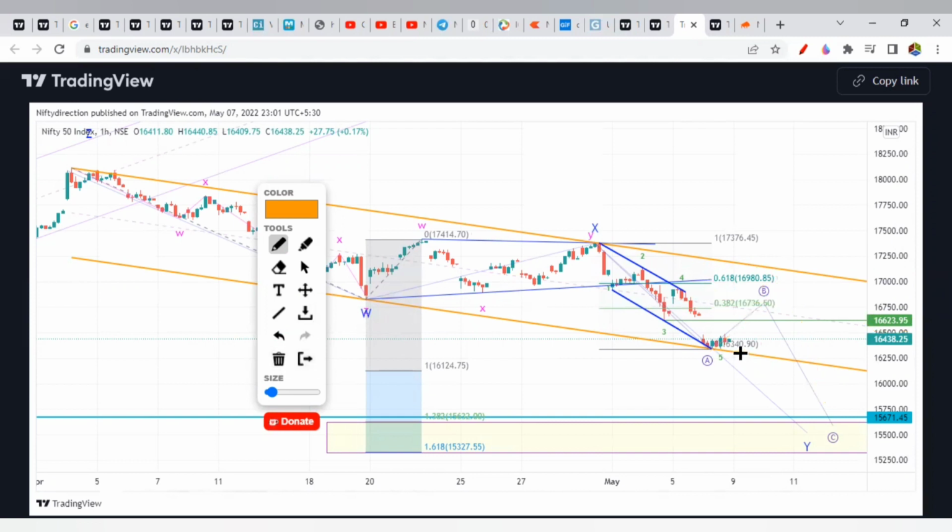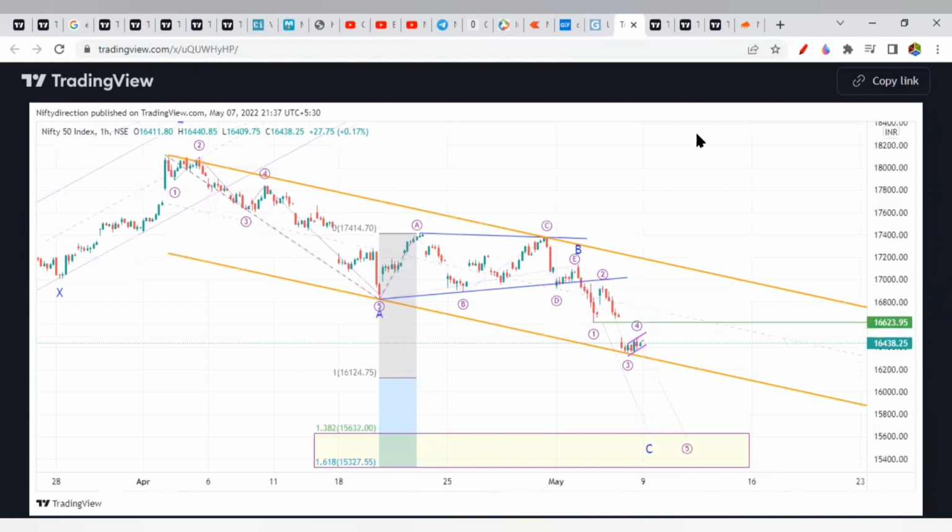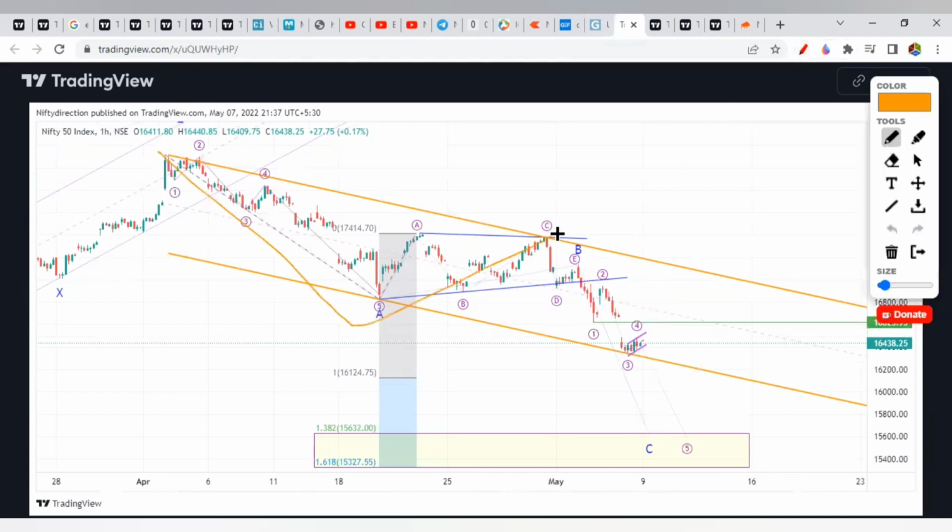I will consider this as a low probability considering the consolidation in this zone. This was a tight range for the entire day, and there was indecision. So I doubt that it will break 16,623. I'll give this a 20% probability out of 80%, than the zigzag correction. This zigzag correction, I will give 80% probability.